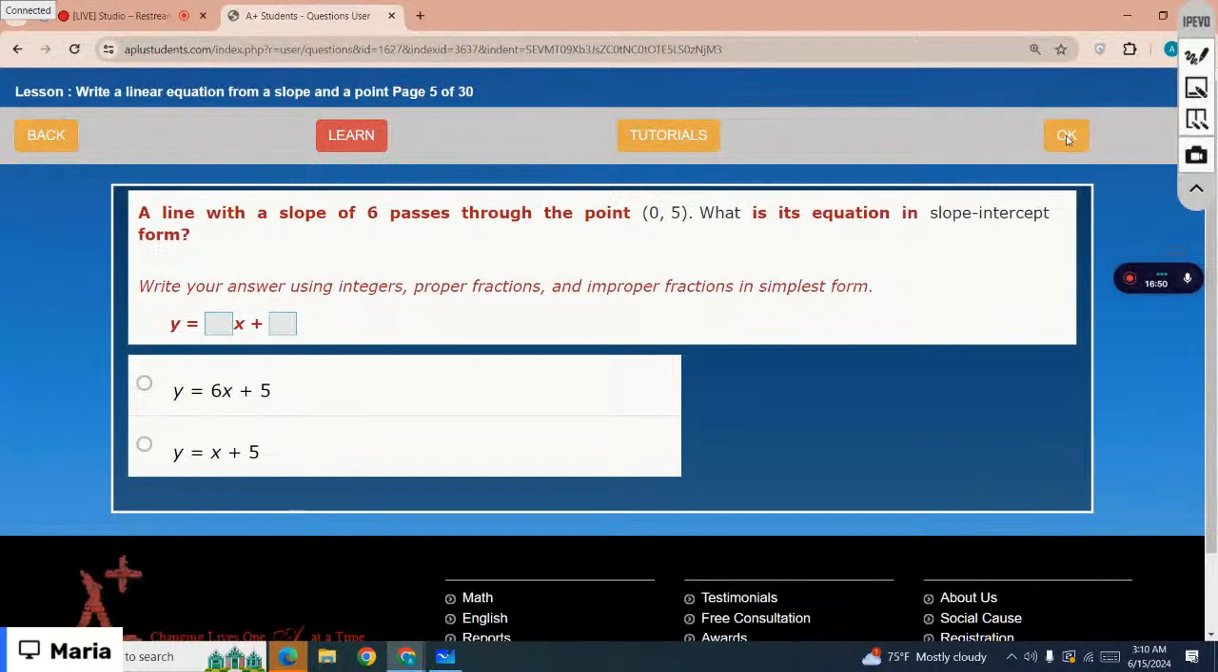A line has a slope of 6, passes through the point 0, 5. What is its equation in slope intercept form? So which is the correct option? The correct option is, yes, option number 1 is the correct option. That is y equals 6x plus 5.